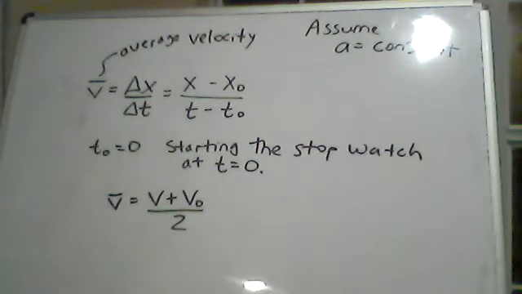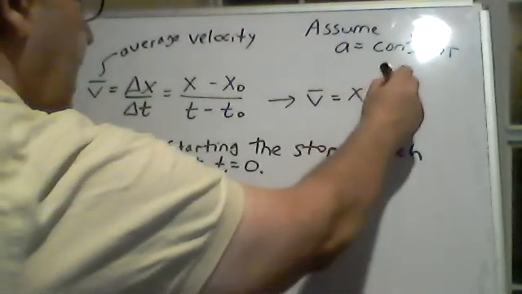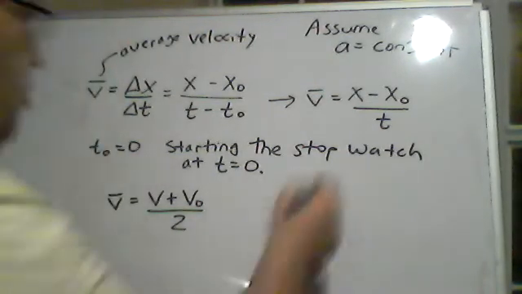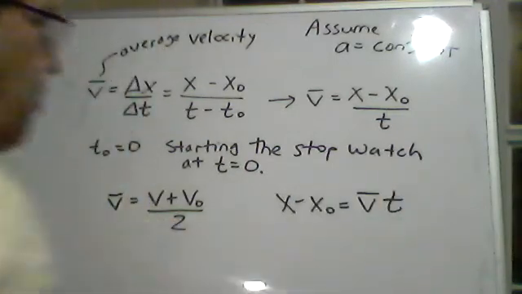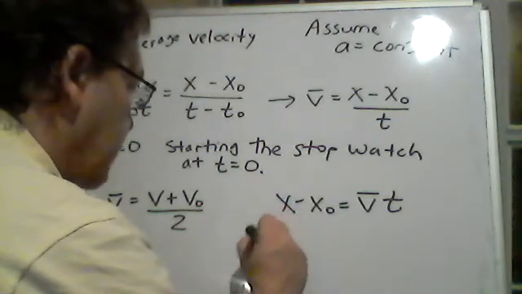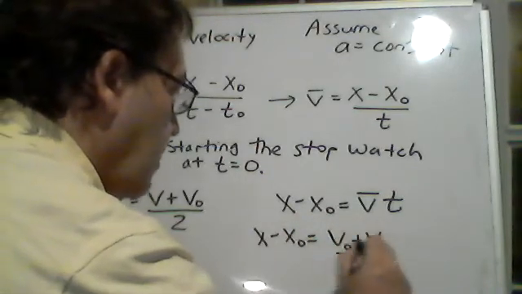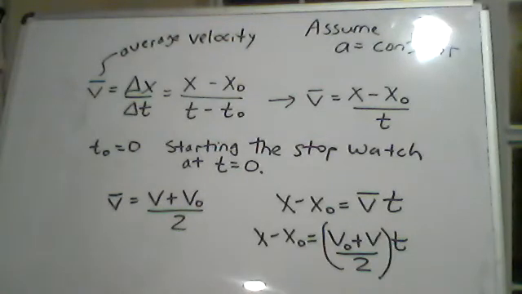Okay, so I'm going to fix this equation. What I now have is that V bar is x minus x naught divided by t. That's my V bar, because I just told you that t naught is 0. Then I can cross multiply and say x minus x naught is v bar t. Finally, x minus x naught is v naught plus v divided by 2, multiplied by t. This is my first kinematic equation for constant acceleration.